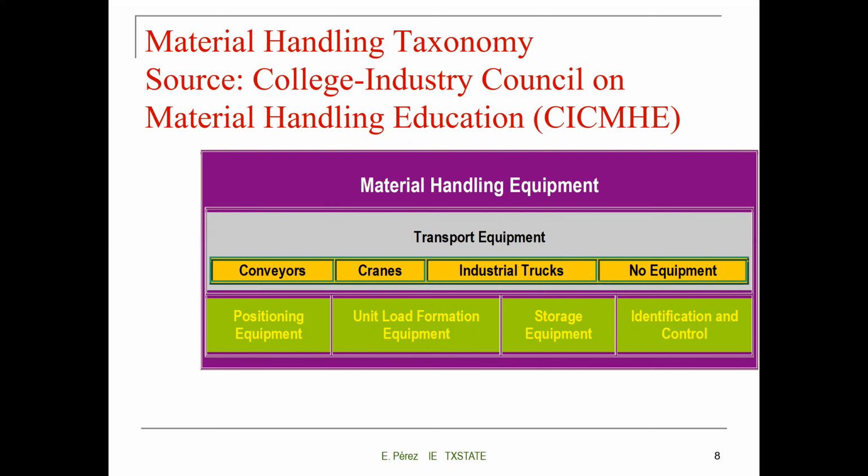The material handling taxonomy is listed here. This is coming from the College Industry Council on Material Handling Education. And we have material handling equipment in terms of transport equipment. We have conveyors, cranes, industrial trucks, or no equipment. We have positioning equipment, unit load formation equipment, storage equipment, and identification and control.